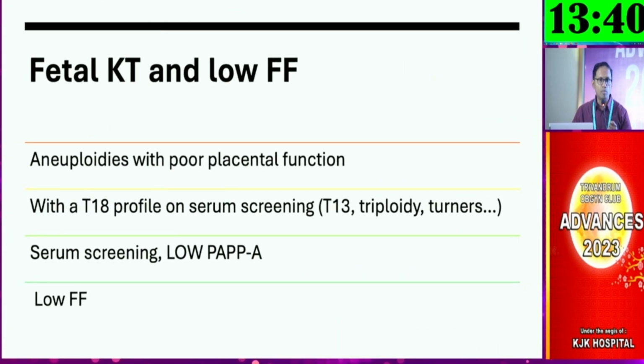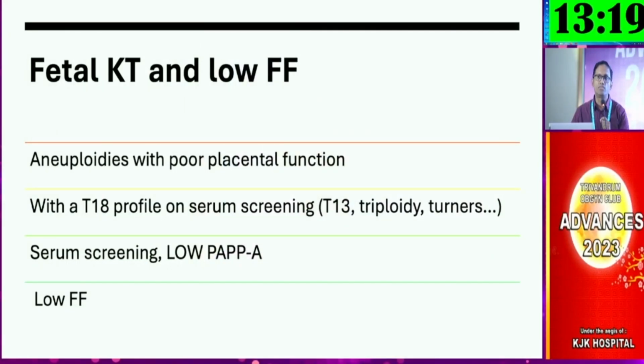An abnormal karyotype, if a fetus is having aneuploidy, especially those aneuploidies with poor placental function, you're going to get less amount of circulating free DNA. So if you have a combined test that tells you that your PAPP-A is very low, it means the placental function is bad, and therefore there is a good chance that the cell-free fetal DNA is going to be less, and thereby the fetal fraction is going to be low.